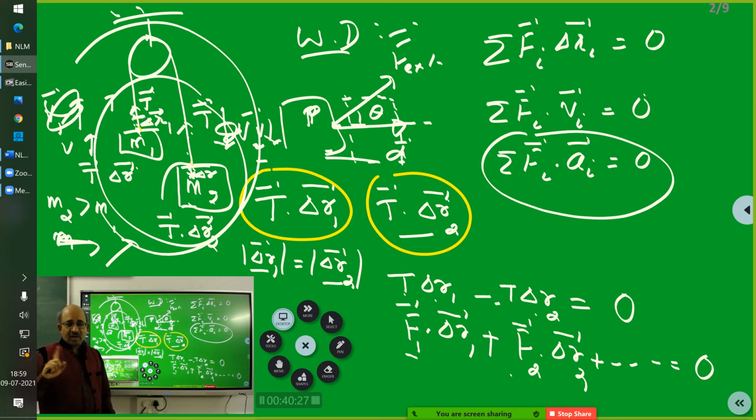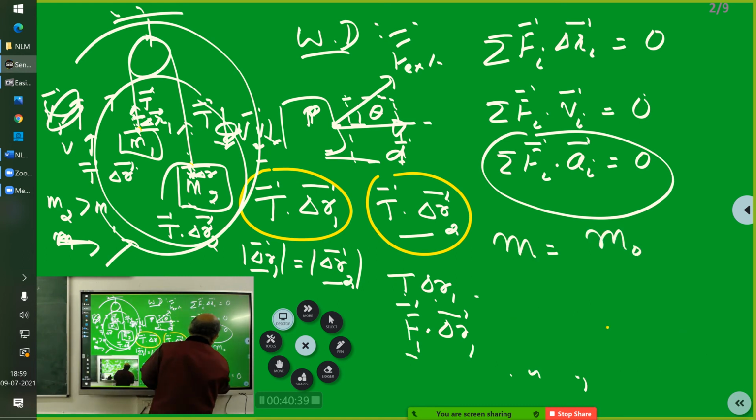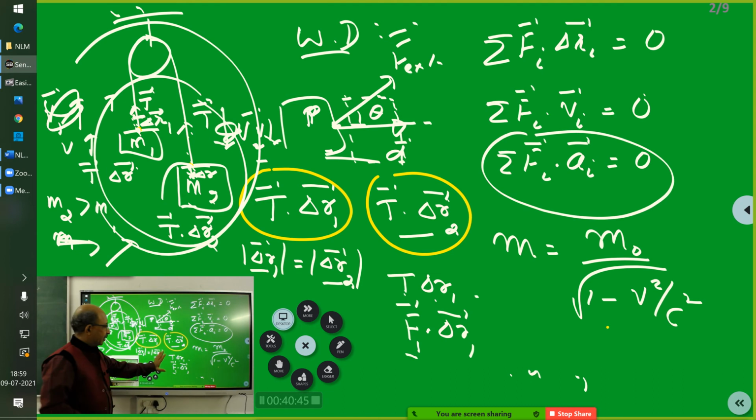And this is not the way of learning. You write any equation, you must know what that equation is. Unless that equation is something like this: m is equal to m naught divided by root of 1 minus v square by c square.